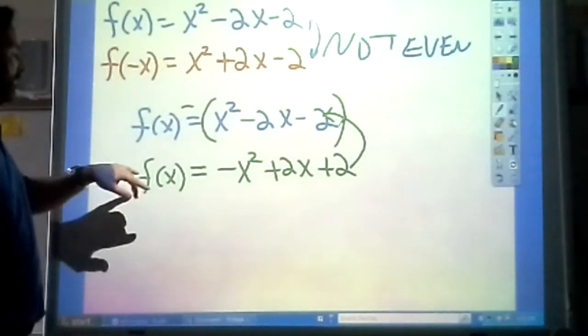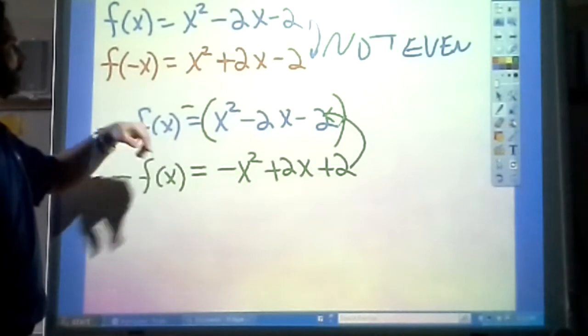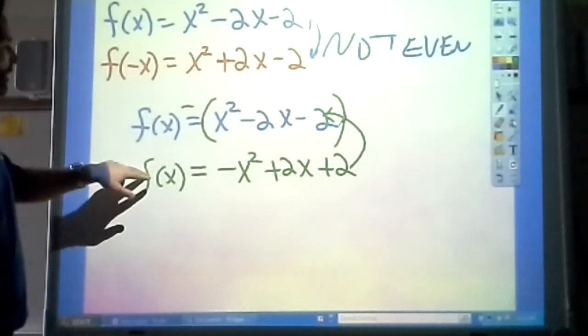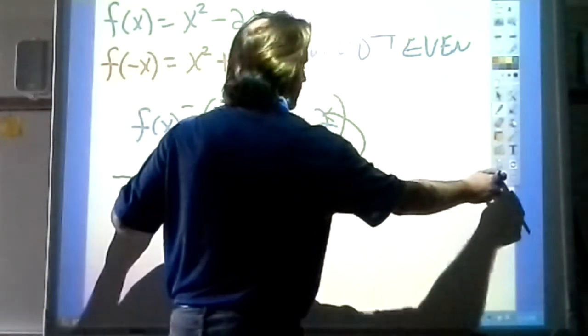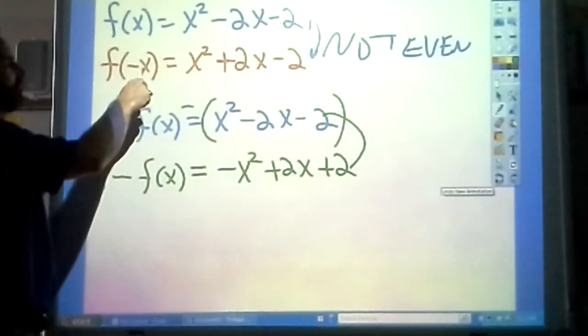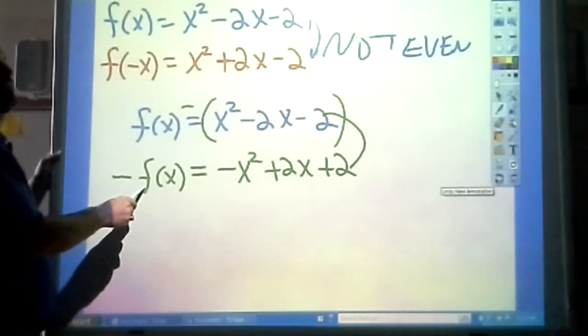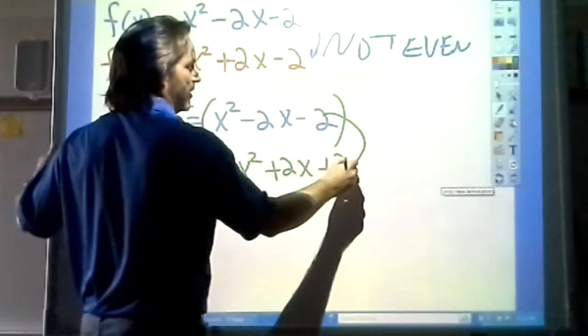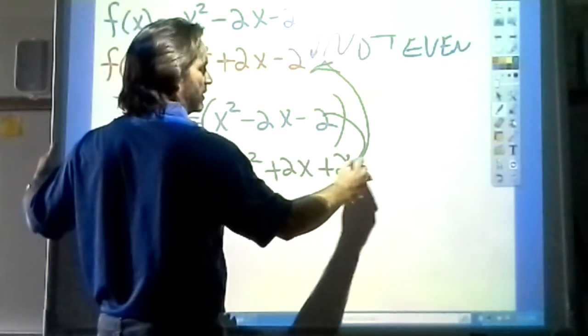Oh, I'm sorry, let me see. I'm comparing that to the wrong one, my bad. f of negative x needs to equal negative f of x if it's odd, okay? So that's what I need to compare this to. My bad, people. So hopefully you caught that, okay?